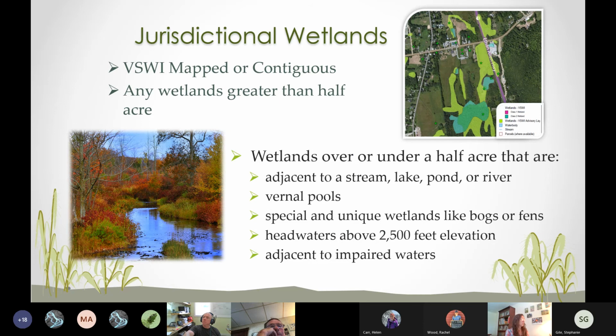With the 2010 rule change, we went from not just protecting VSWI mapped wetlands or those contiguous to those mapped wetlands, but any wetlands greater than 1/2 an acre, any wetlands under 1/2 an acre that are adjacent to a stream, lake, pond, or river, vernal pools, special and unique wetlands like bogs and fens, headwaters above 2,500 feet in elevation, and wetlands that are adjacent to impaired waters. So what we found was that these types of wetlands have the function and value that merit protection according to the Vermont wetland rules.